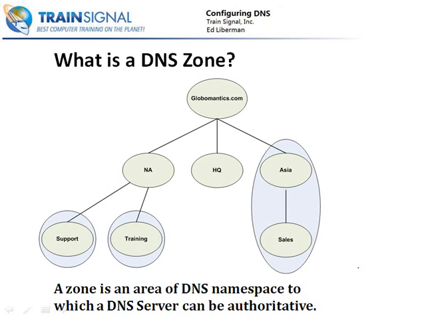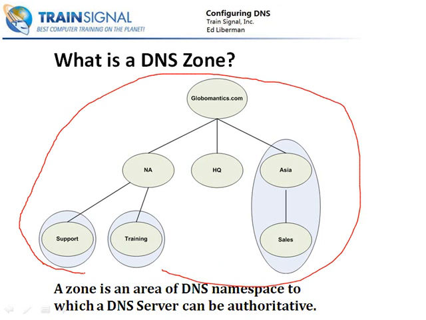A zone is an area of DNS namespace. Just to keep it nice and simple, it's an area of namespace. And to be more specific, we can take that zone, that area of namespace, and make DNS servers authoritative for that particular zone. Now here I have a drawing of the globalmantics.com zone. Well, really it is the entire tree. It's the entire area of namespace for this entire network.